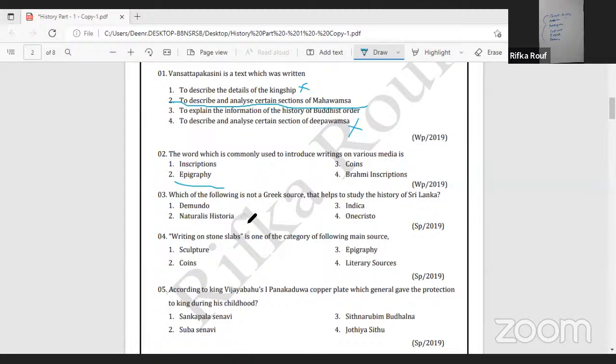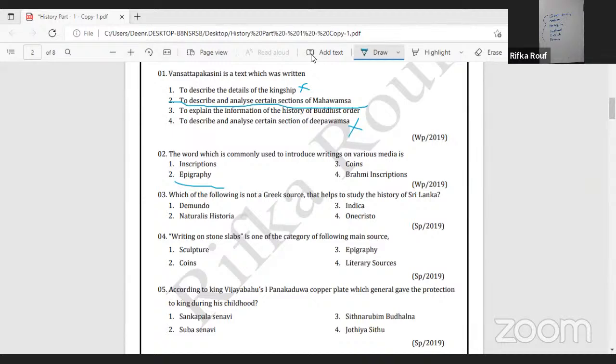So next let me go to the Istika. Okay, that is by whom? Istika is by whom? Yes, it is by Megasthenes. Right. Then tell me, Natural Historia is by whom? Okay, it is by Pliny.